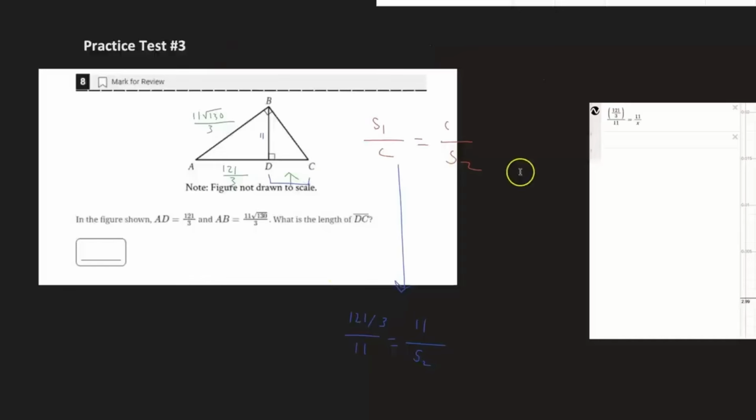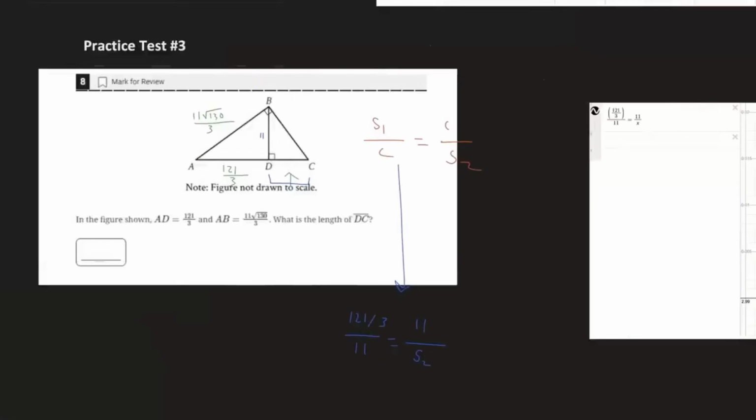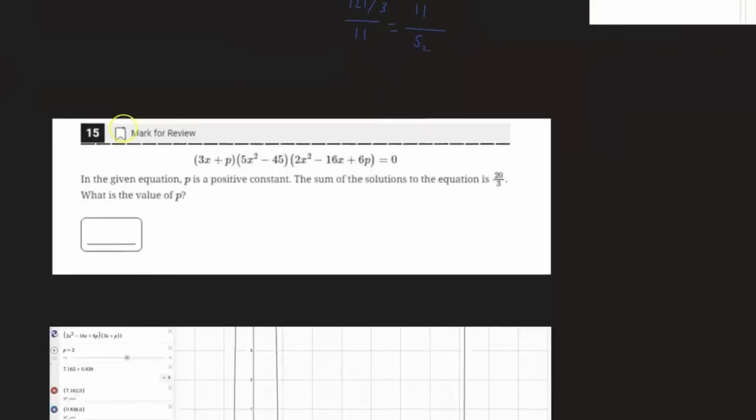You can actually see right here, I've just used Desmos, right? So I put this expression in to find x, and you can see x aligns with 3. And therefore, we can determine that the side length of DC is going to have a value of 3. All right, so let's move on to the final problem here.